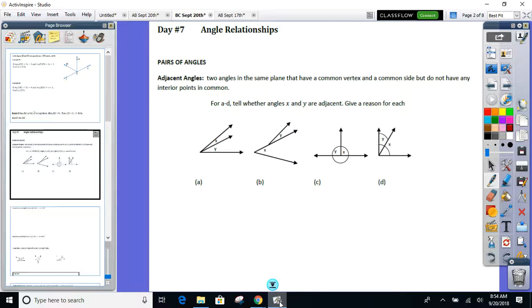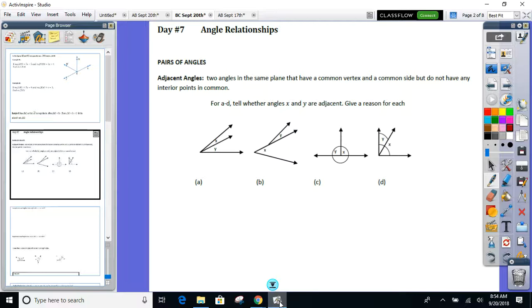All right, take a look at example A. I'm going to go through each one of these with you. Are X and Y adjacent to each other? Here is the test. Do they share a common vertex? Absolutely, this one right here. Do they share a common side? Yeah, everyone see that ray right there. And here's what I'm talking about. They do not have any interior points in common.